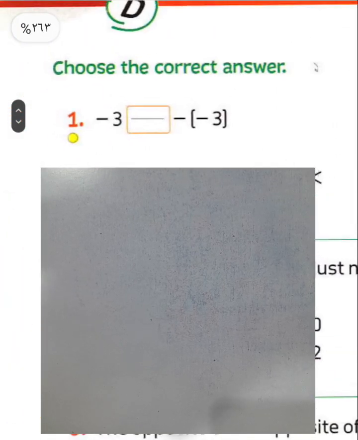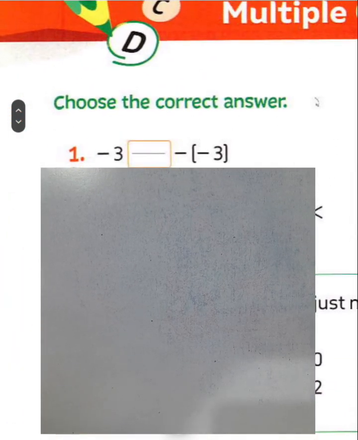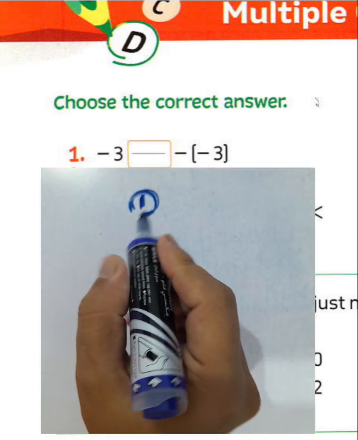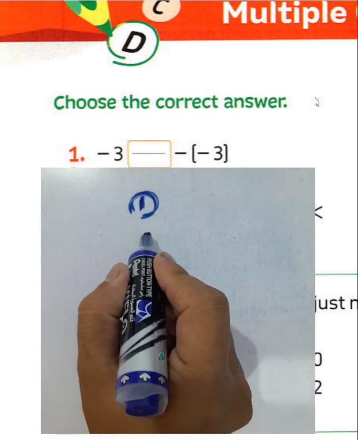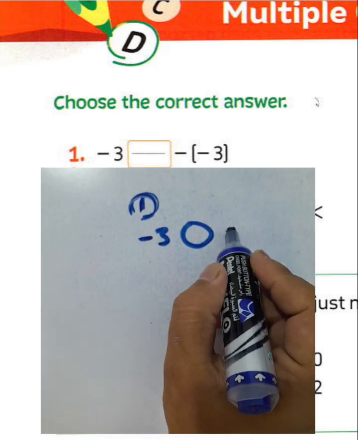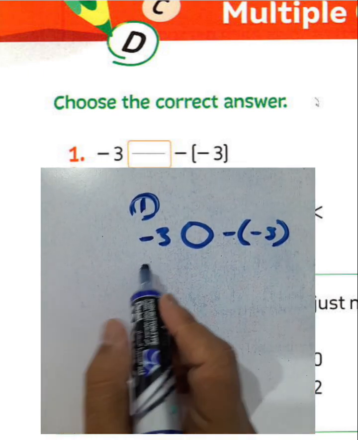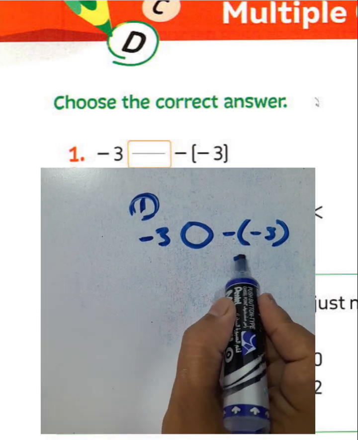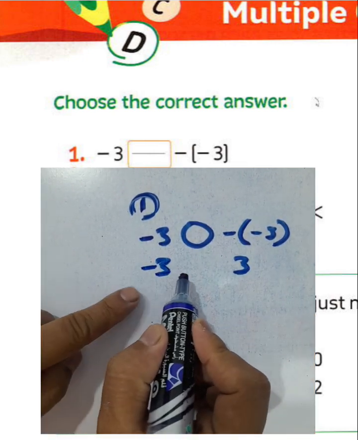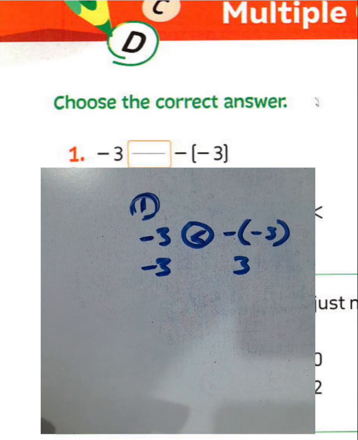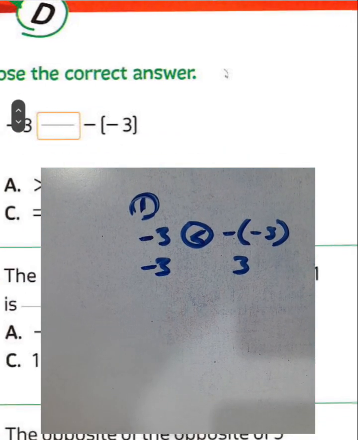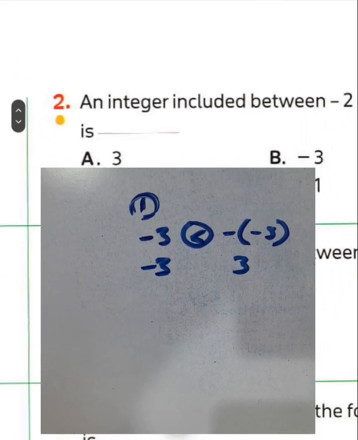About unit 2. Look with me at question number 1. Choose the correct answer, -3 or 3. We know negative times negative equals positive. Then -3 is less than 3. Choose this side.